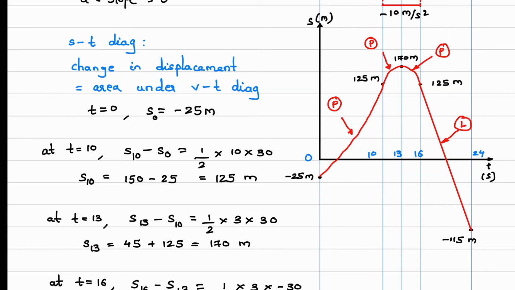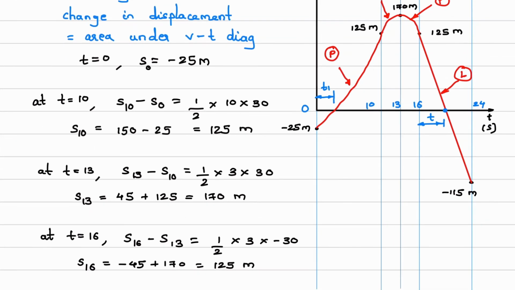So we have to calculate what this time is. Suppose this time is t, and suppose this much is t1. Finally we have to calculate the total time when displacement is 0. We will first calculate this t1 part and then add 16 to get the total time, and in this case here we will directly get t1.